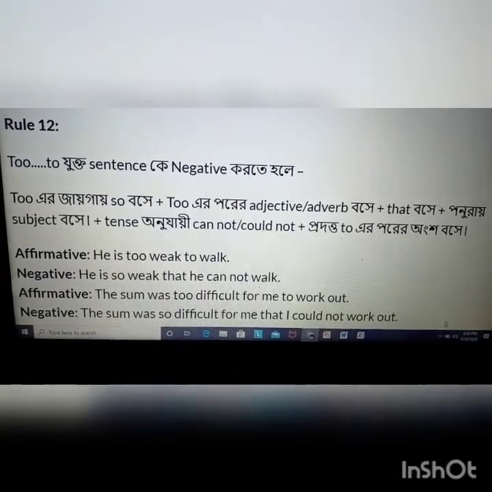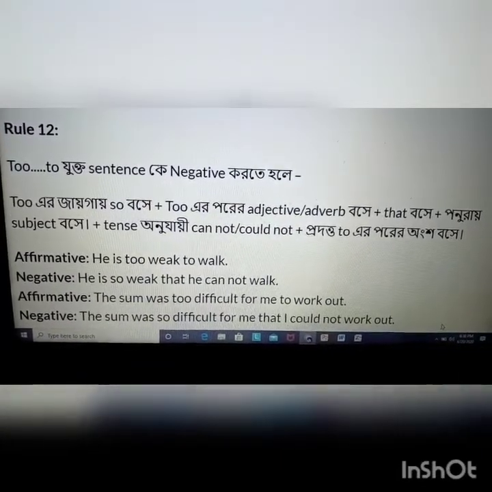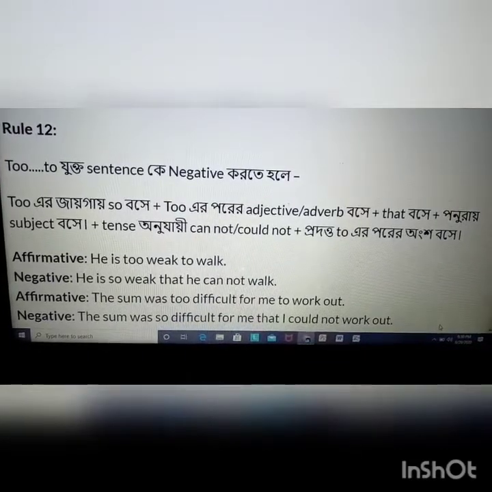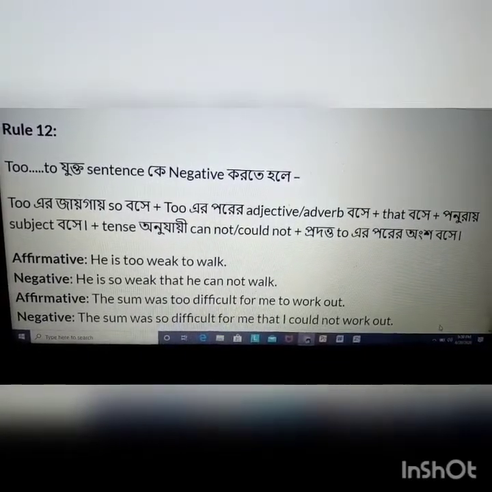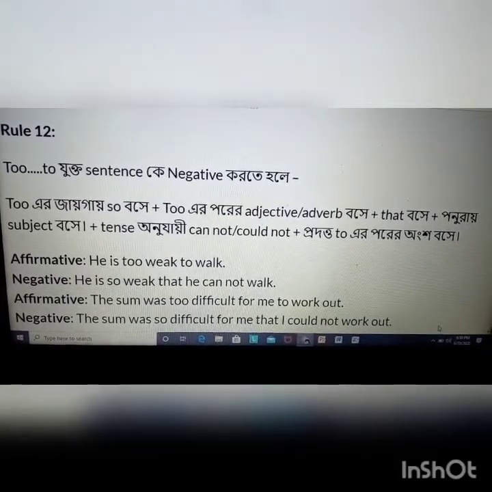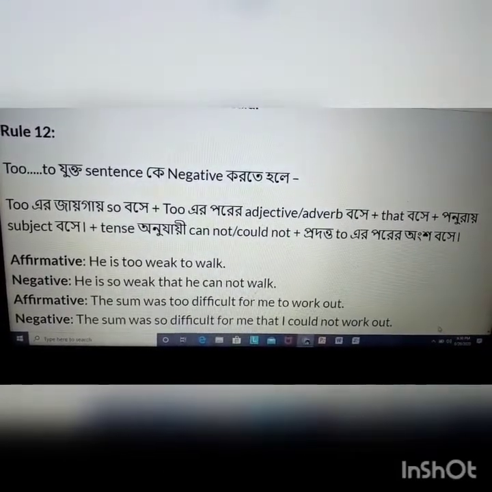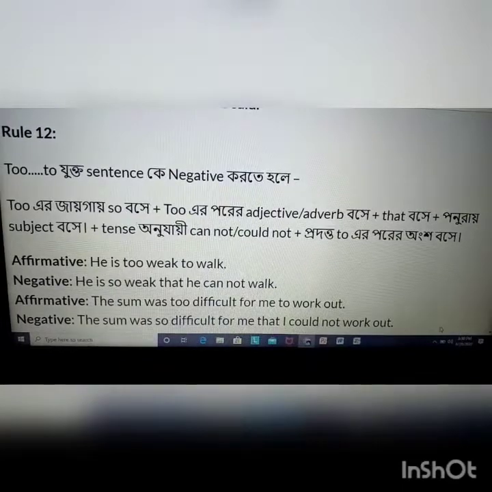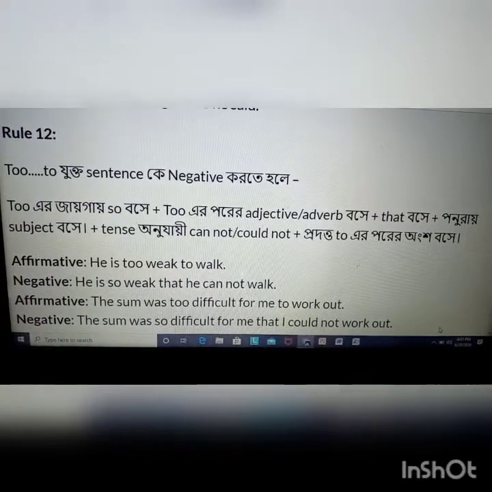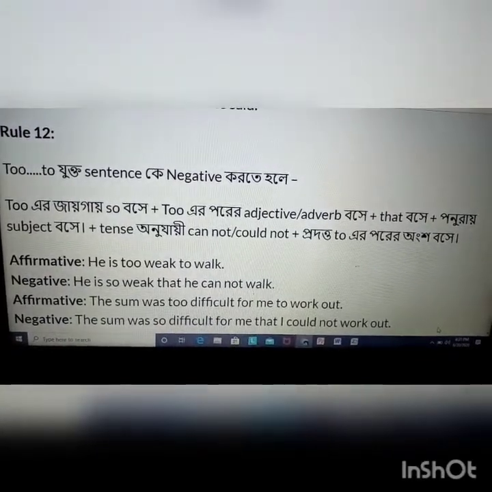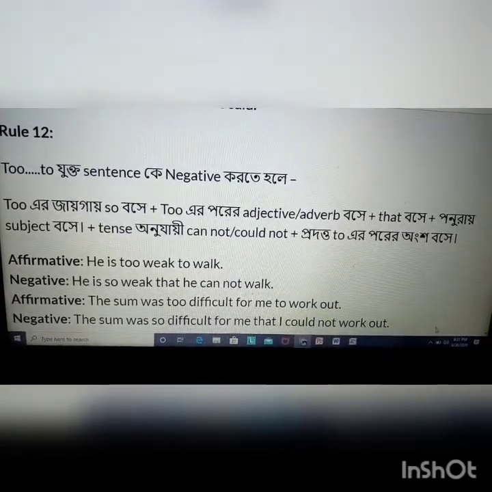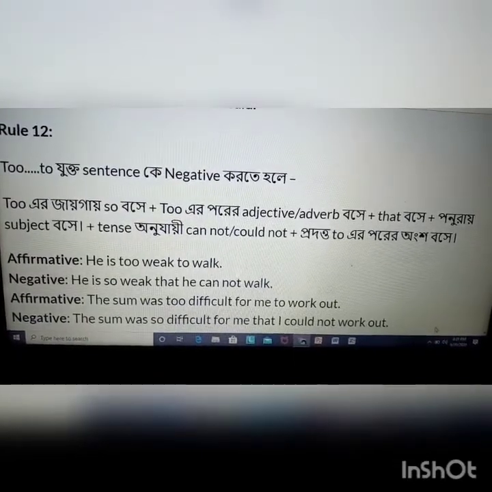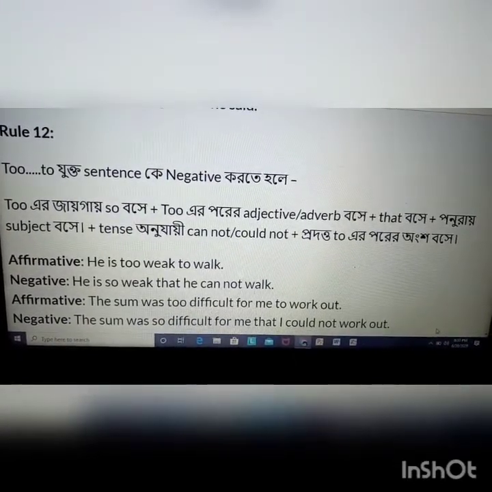He is too weak to walk. The negative will be: he is so weak that he cannot walk. Here, according to structure, instead of the first too, we have used so. Then we have used the adjective, then that, then again the subject, and as it is present indefinite tense, we have used cannot. Then the next portion of to, that means walk. He is so weak that he cannot walk.